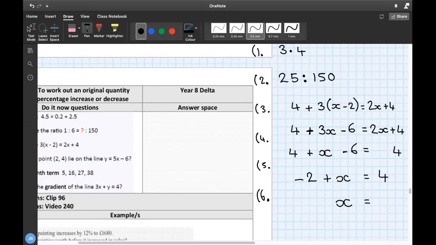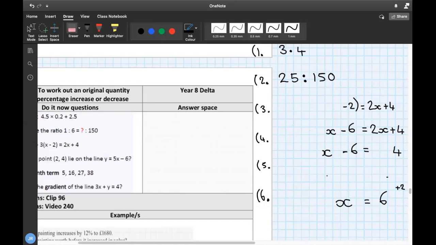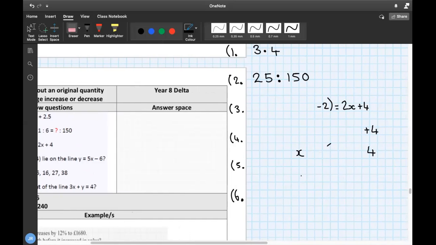You add 2. So I've added 2 to this side, and I need to keep my equation balanced and add 2 to this side. So our final answer there, x is equal to 6. Okay, x is equal to 6. I'll just write this out. Final answer there, x was equal to 6.